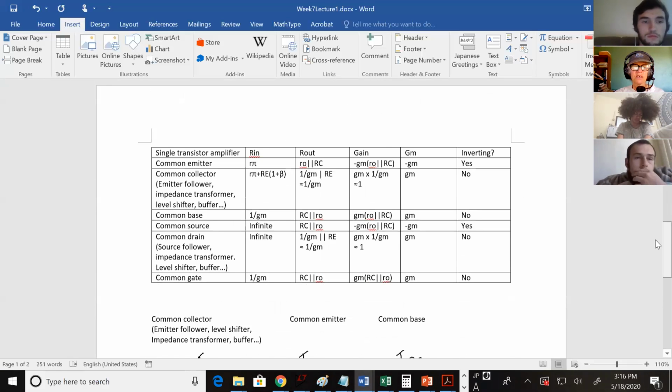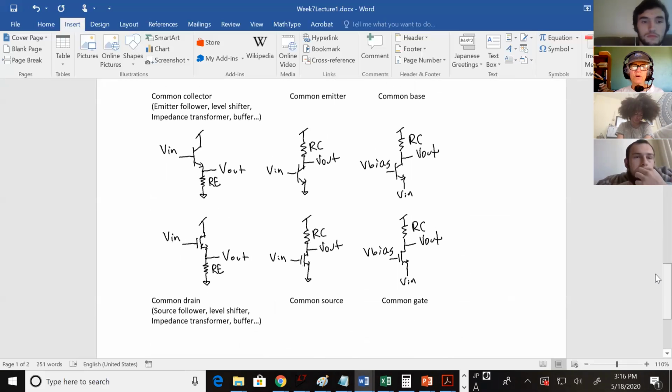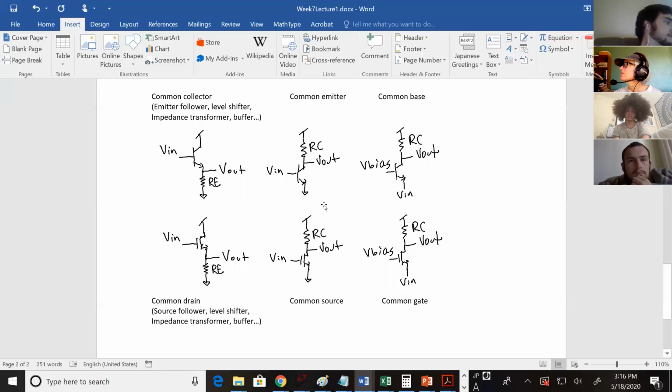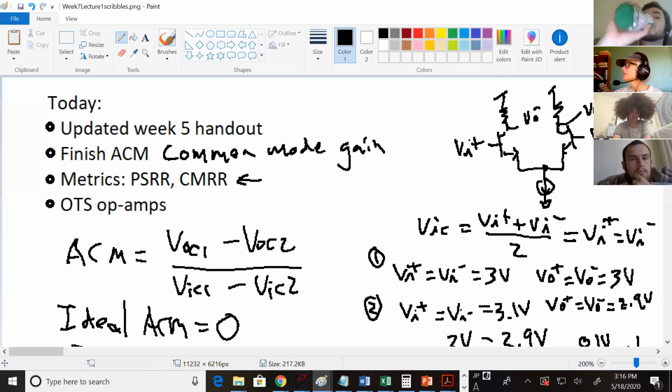That, and then there was a request just to draw in all the vanilla single transistor amplifiers. And so I just added pictures of each of those. And so this will be helpful when you're doing the quick method. Okay, questions there? All good? Okay, no questions there.